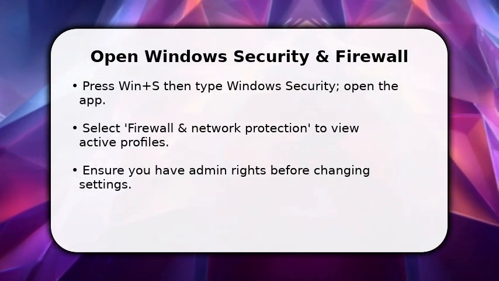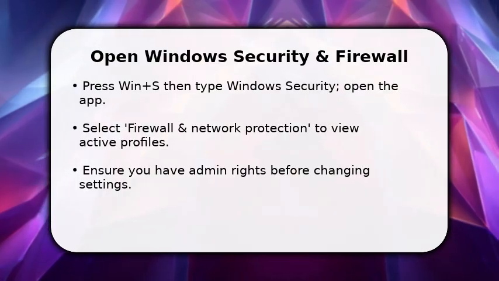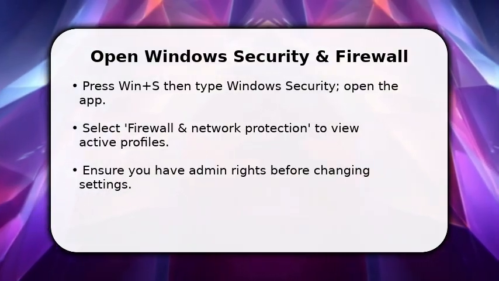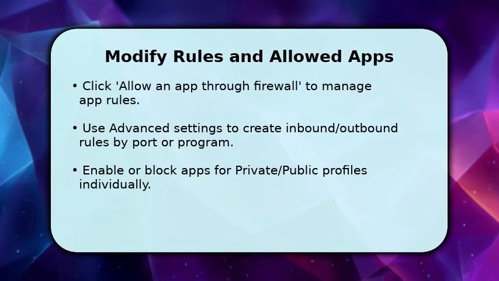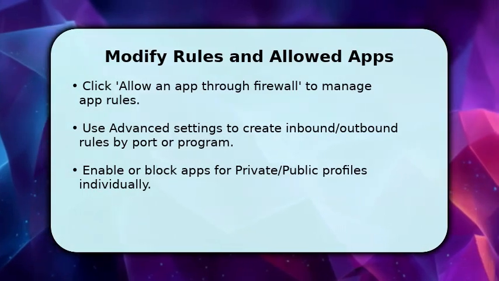Now you adjust specific permissions so traffic flows only where you want it. Click Allow an app through Firewall to toggle app-level access. Make sure to select private versus public profiles appropriately.